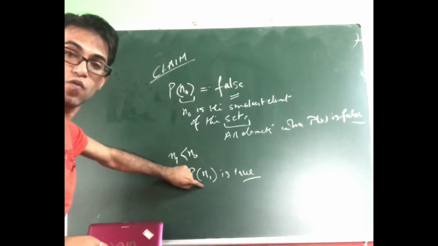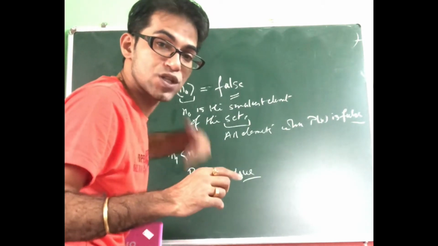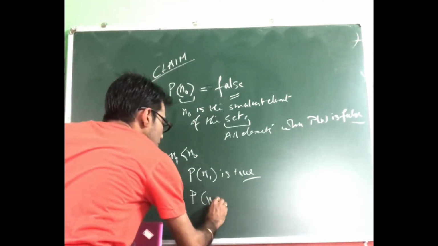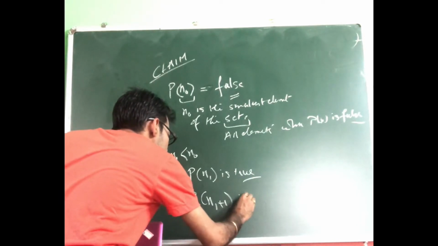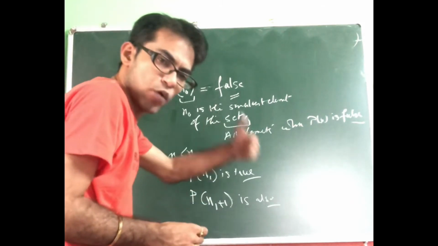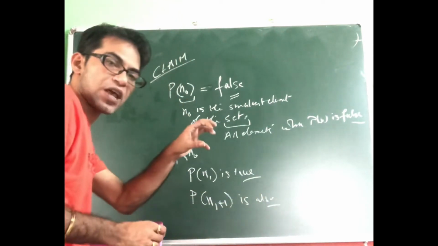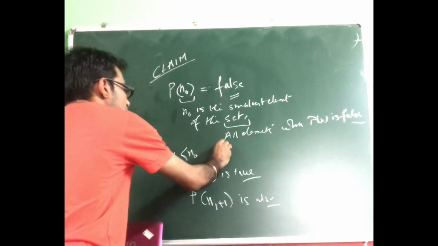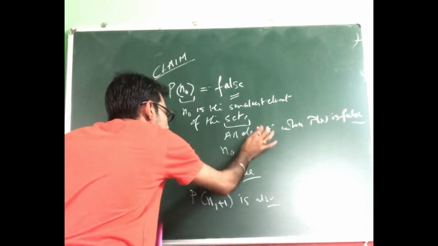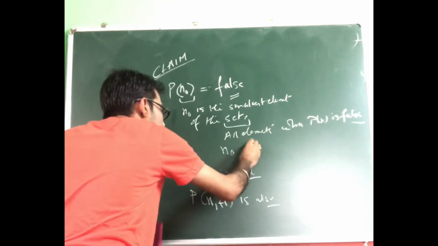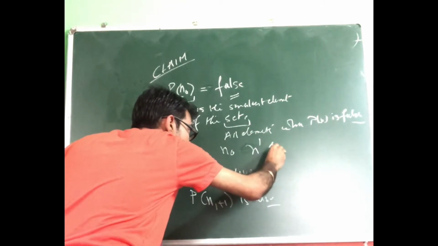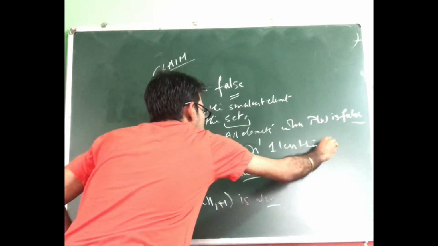But then if Pn1 is true, because I know I can generate the next element just by adding 1 to it, Pn1 plus 1 is also true. And similarly, going this way, definitely I will reach a number, let's say the number is n dash, which definitely will be only 1 less than n0.